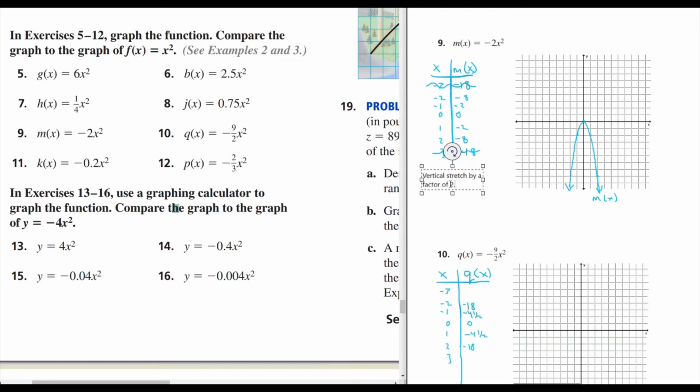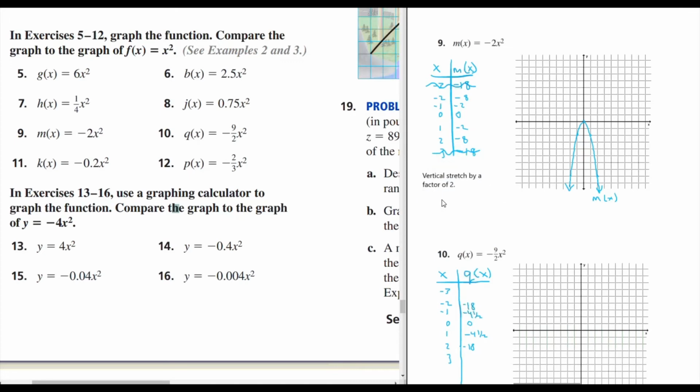And yes, we do still say by a factor of 2, not by a factor of negative 2. The negative is separate, that causes the reflection, but we're still twice the distance away from the x-axis. That's why we say it's a vertical stretch by a factor of 2, meaning twice the vertical distance as the parent function. All right, so that's one of them.